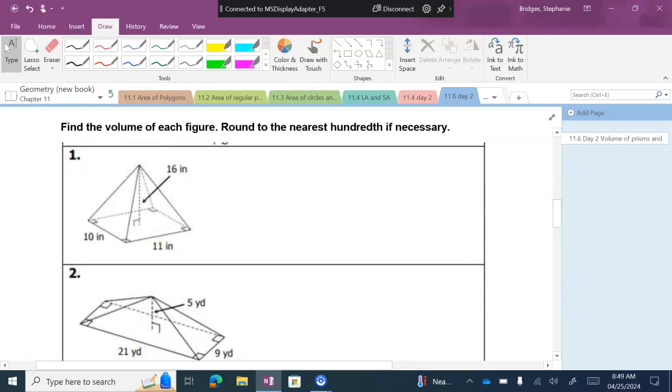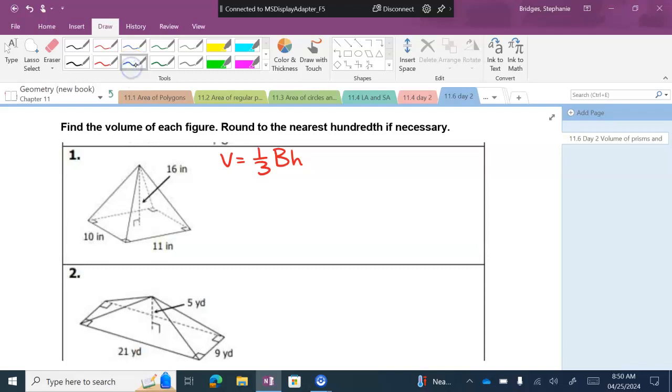Pyramid. So the volume formula, again, is going to be 1/3 the area of the base, that's what the capital B is, times the height of the pyramid. And the height of the pyramid goes directly down the middle of that pyramid. So let's talk about the base. It kind of looks like a square, but in a square, all sides are congruent, right? Are all the sides congruent in that bottom? No, so it's going to be a rectangle.